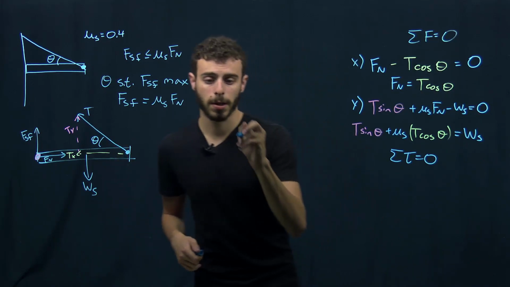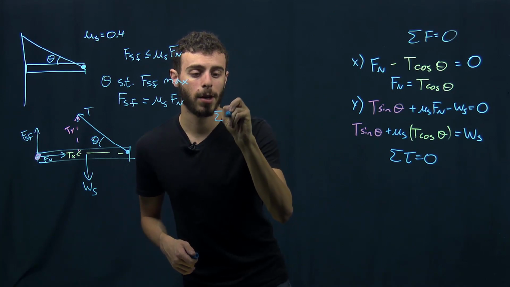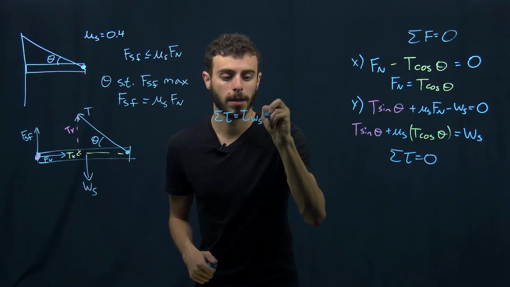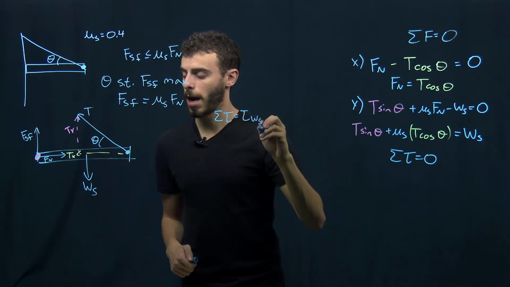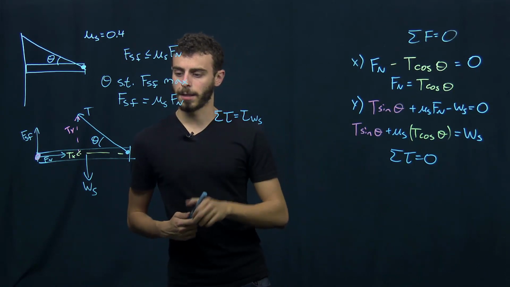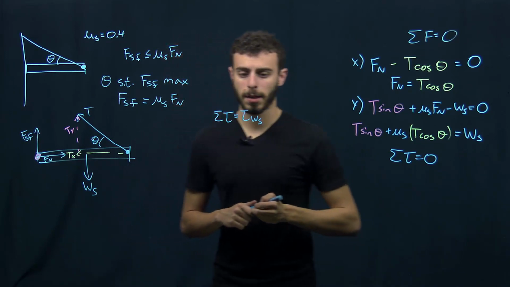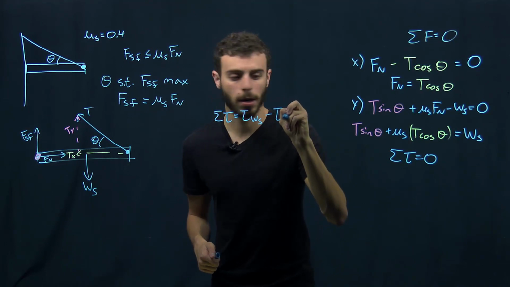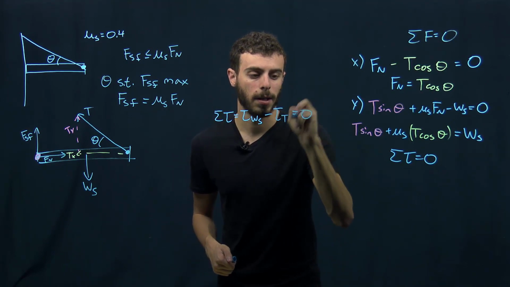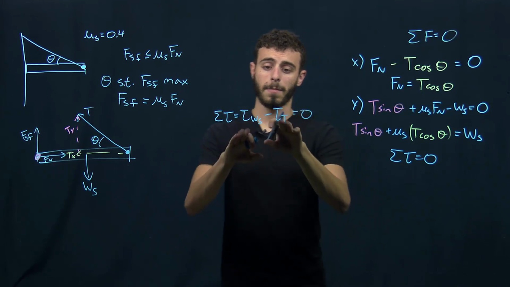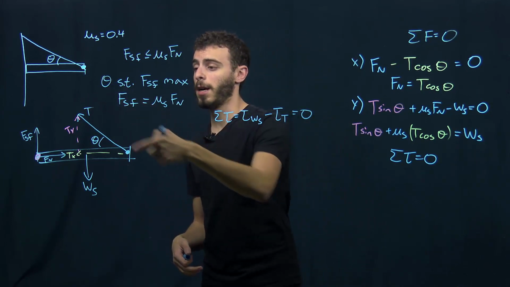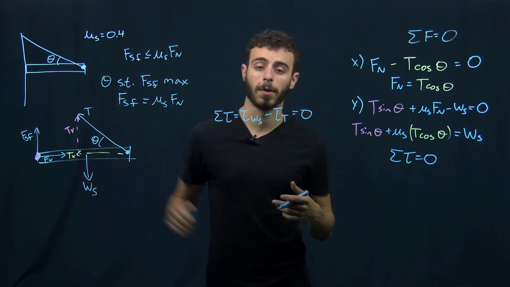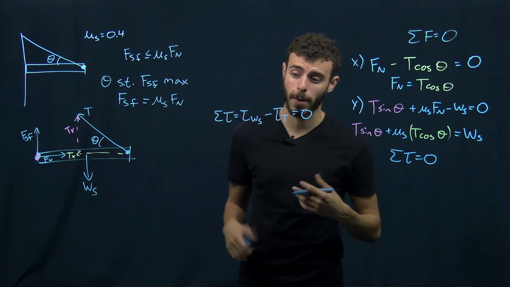The sum of our torques here is just equal to the torque from the weight of the stick plus, and let's say that clockwise is going to be our positive direction, so then this will subtract the magnitude of the torque from our tension force. That should be equal to 0. These here are magnitudes. So basically all I'm saying is that whatever the size of the torque from the tension is, it should be equal and opposite to the size of the torque from the stick weight.